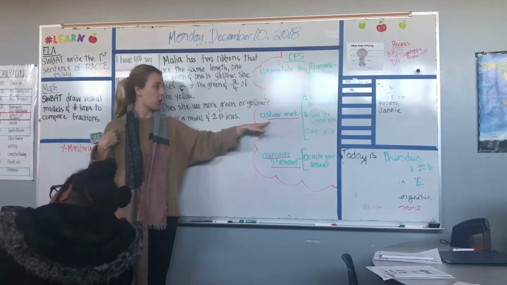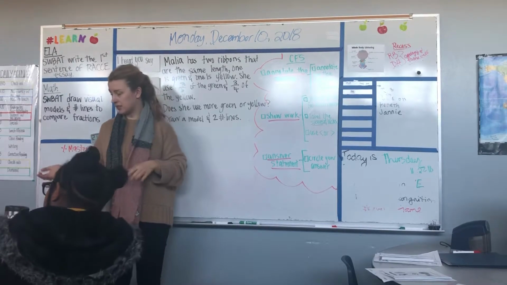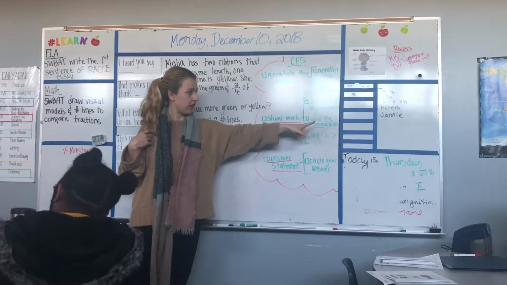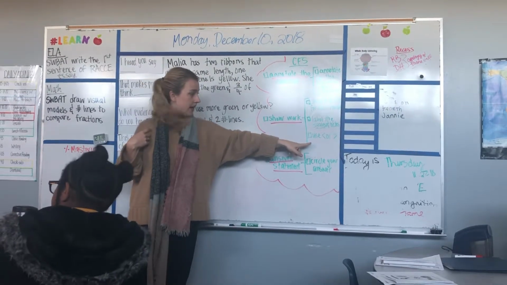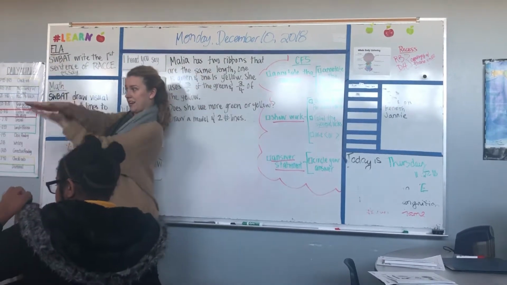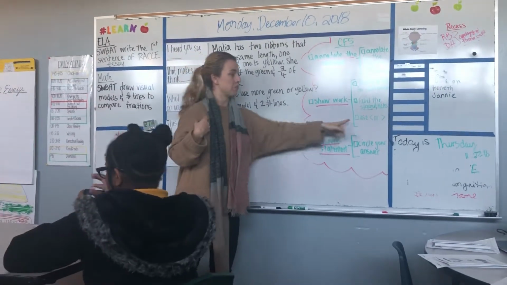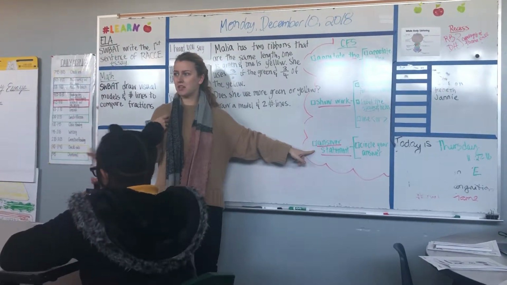Show work. We show our work every time, right? And today, that looks like we draw a number line for each fraction, we label it, and then we use an alligator sign, greater than or less than, to compare them. Okay, and the last one, Rashawn, can you read this?